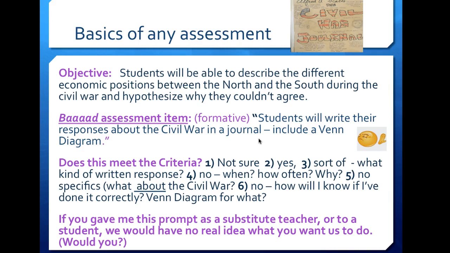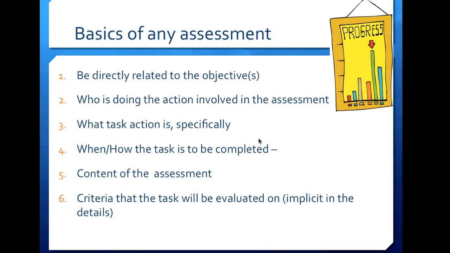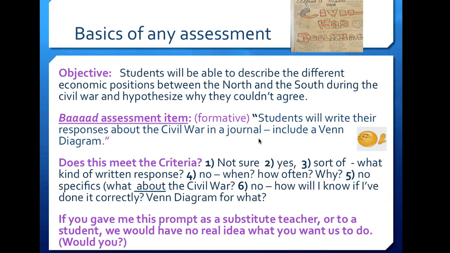Not good. Why does this not meet the criteria? So if you think back to the previous slide, I'm just going to go through these 6 criteria. Is it directly related to the objective? Not sure. We don't know if it's about economic positions in the North and South. Number 2, do we know who's doing the action? Yes, we know the students are doing it. It says the students will, so we know the students are going to do it.